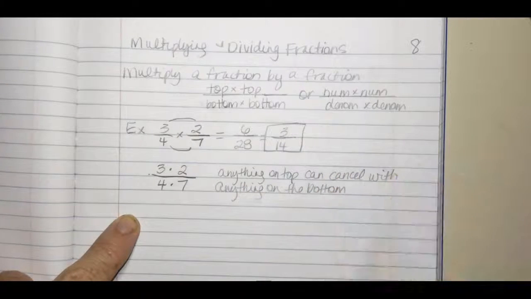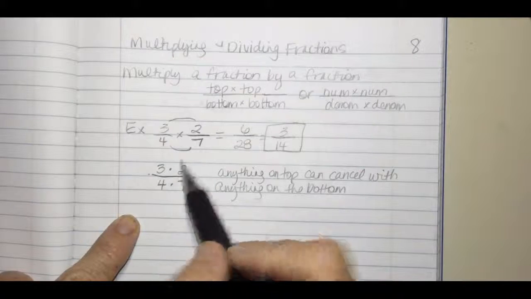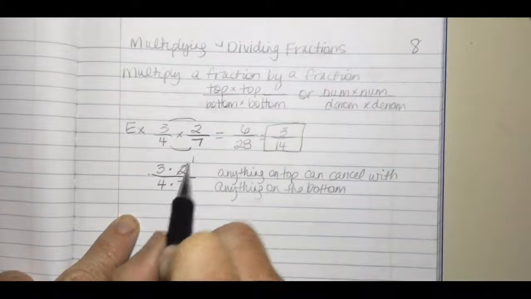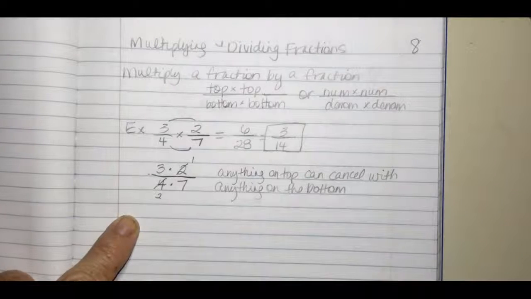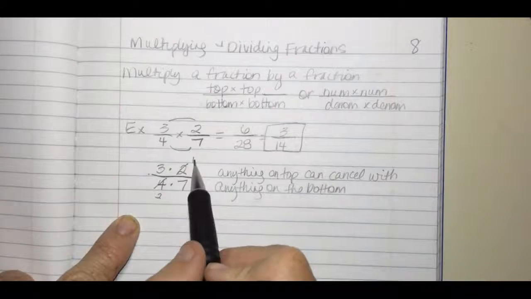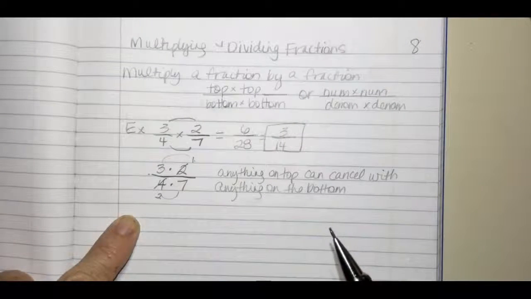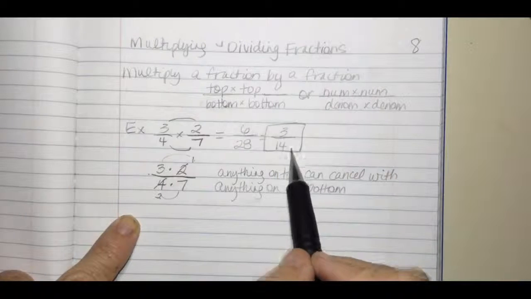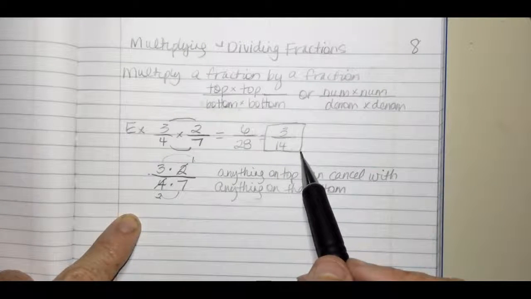So Rachel, are there any numbers there that could cancel each other out? 4 and 2. How many times does 2 go into 2? 1 time. And how many times does 2 go into 4? 2. So now I've got nice, simpler numbers. What's 3 times 1? 3. And what's 2 times 7? 14. So I still get 3 over 14. It is much easier to cancel first and then multiply, because you're always going to be multiplying smaller numbers. Always much, much, much easier.